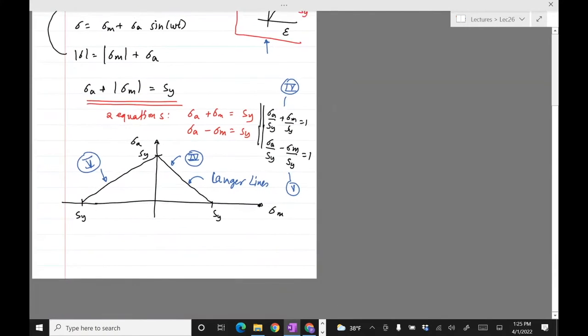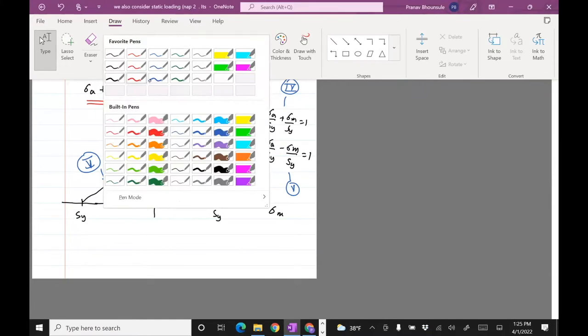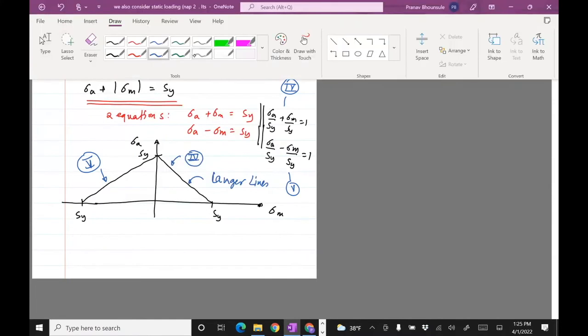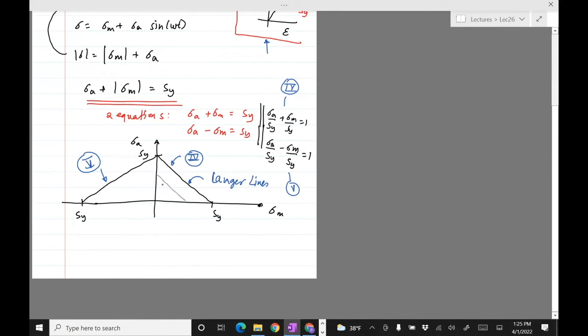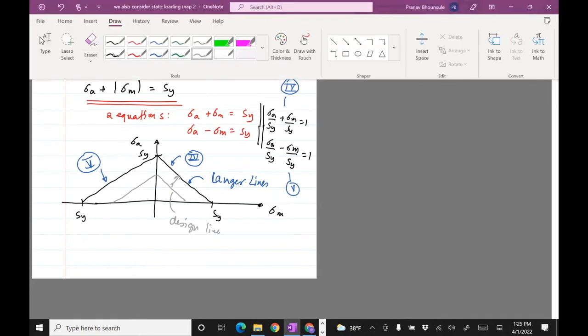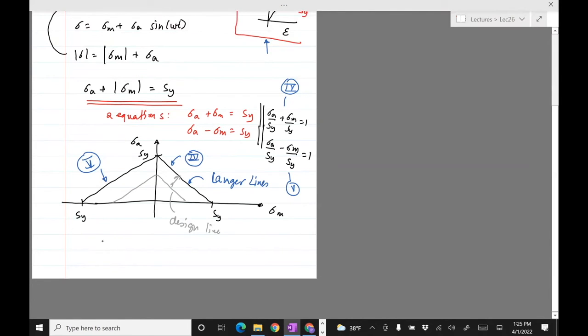Okay, and then if you want to consider the design lines, what design does is it'll try to keep your stress below this. So this will be your design line. So you have a margin to failure. This design line is just obtained by taking the ratios, replacing sigma A with n times sigma A. So that gives me nSy equals Sy. We'll use that for design, but if you want to analyze to failure, then you use this first equation.